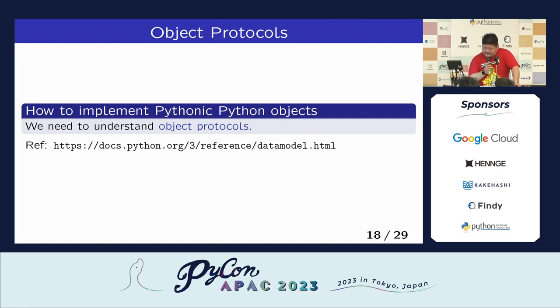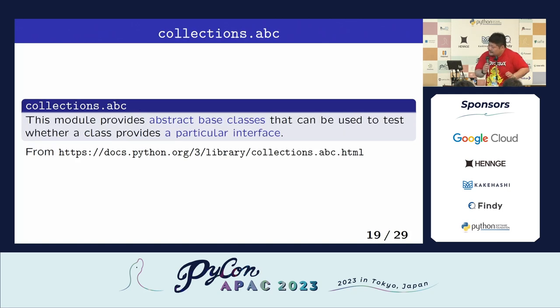So I'll speak about data containers. How to implement Python objects? We need to understand object protocols. For example, the collections ABC module is very useful. This module provides abstract base classes that can be used to test whether a class provides a particular interface.